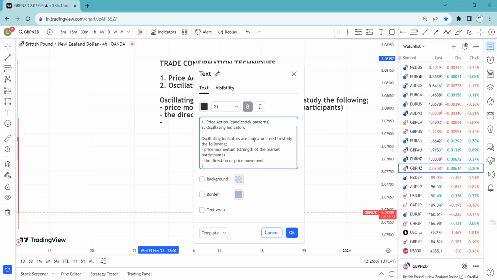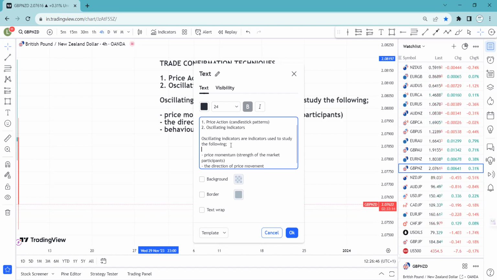Now, is there number three? Another thing, number three, that we can use the oscillating indicators to also study in the market is behavior of the market participants. Oscillating indicators are also very good indicators if you know how to use them very well. If you know how to use them very well, they can also be a very good way to study and understand the behavior of these market participants.